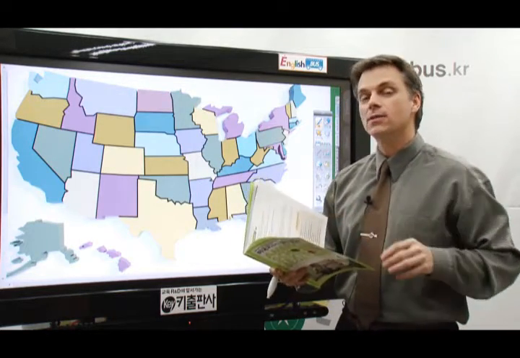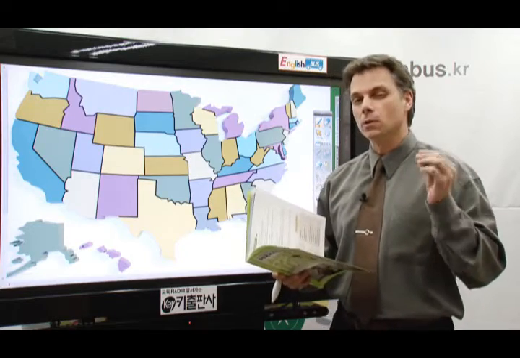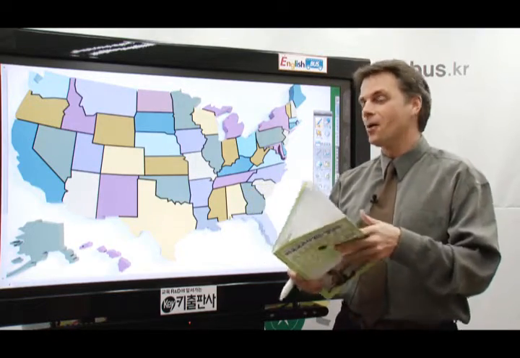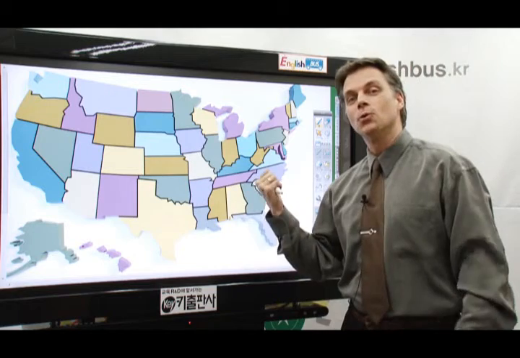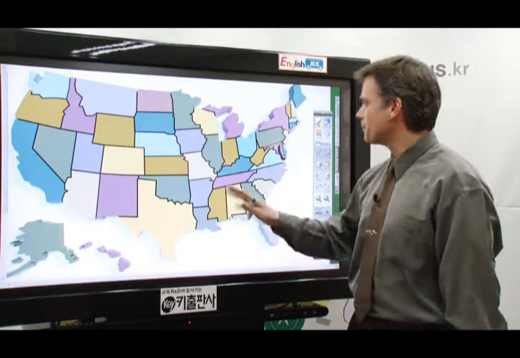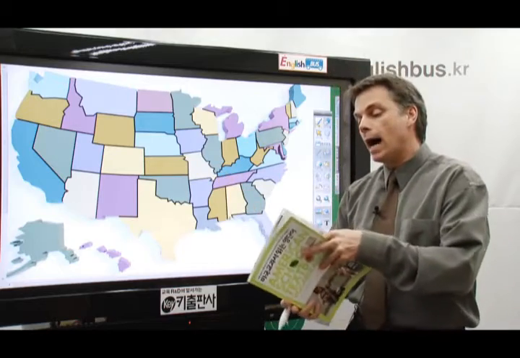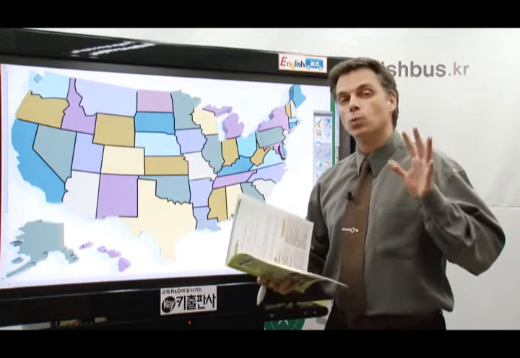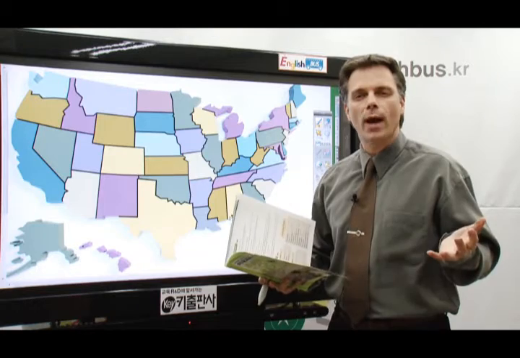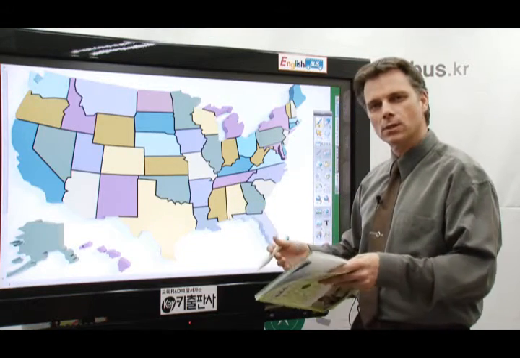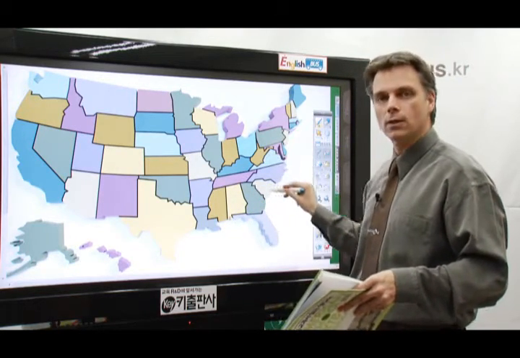Now the title is The West Region of the United States. Now, look at this. Do you know what this is? Right, it's the map of the United States of America. Now, our unit is the West region. Now, where is the West? Do you remember where the West is? Is it over here in this area?